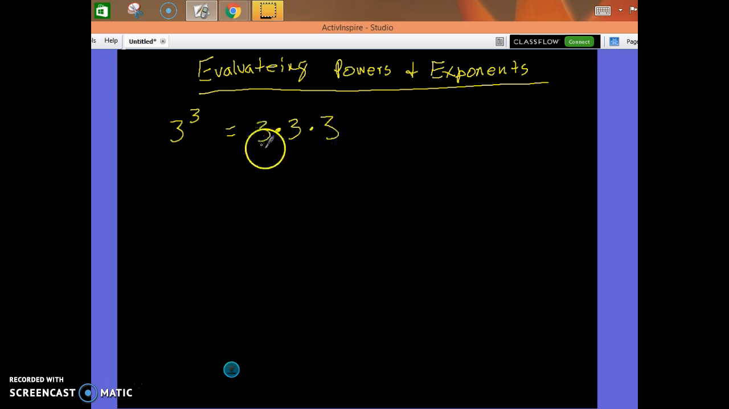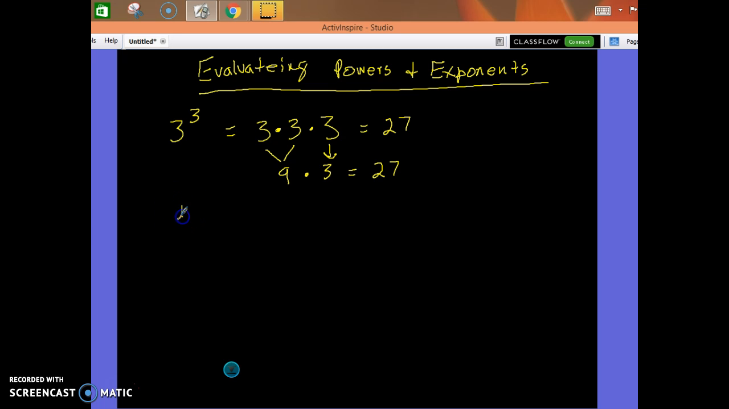And you're going to take this in steps. 3 times 3 is 9. And then 9 times 3 is 27. So 3 to the third power is equal to 27.